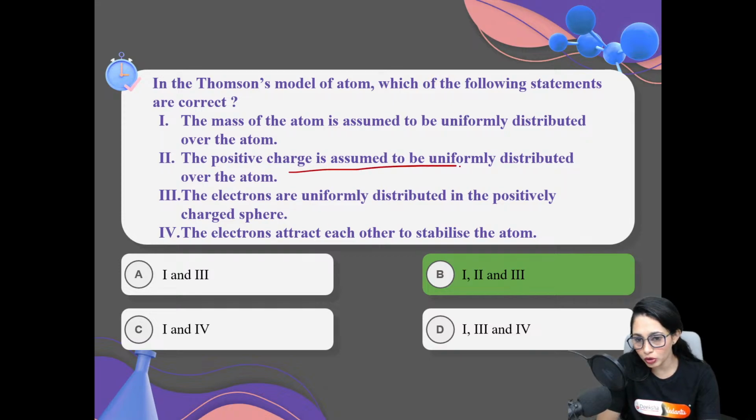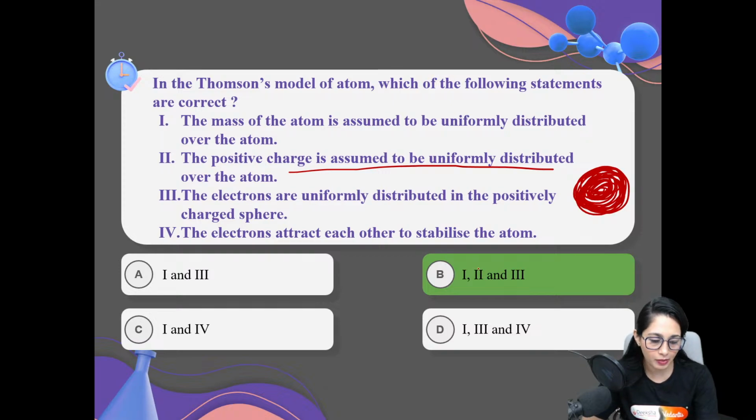The positive charge is assumed to be uniformly distributed over the atom, right? This is the positively charged sphere, the red color. So yes, it is uniformly distributed. He speaks about that.